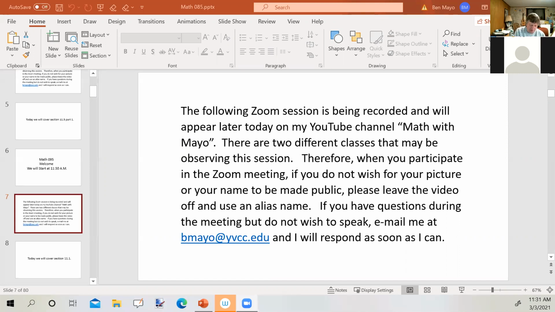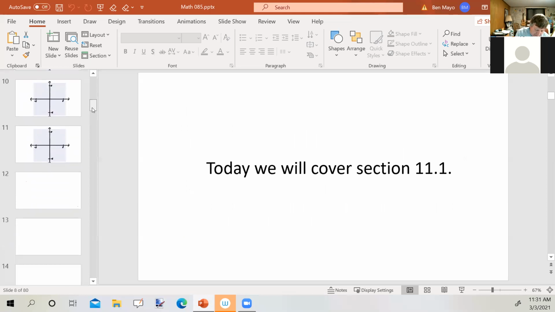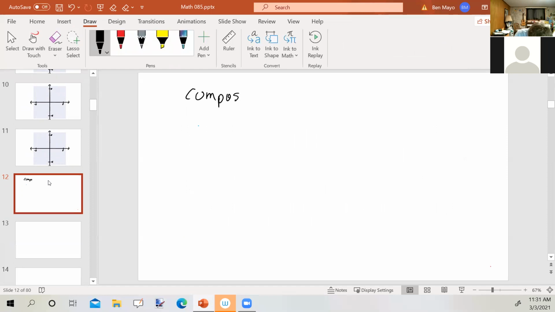All righty. So today we're going to start the last chapter in this course, which is chapter 11. And we're going to begin with section 11.1. We're going to talk about an operation like multiplication, division, addition, subtraction. Only this operation is called composition.